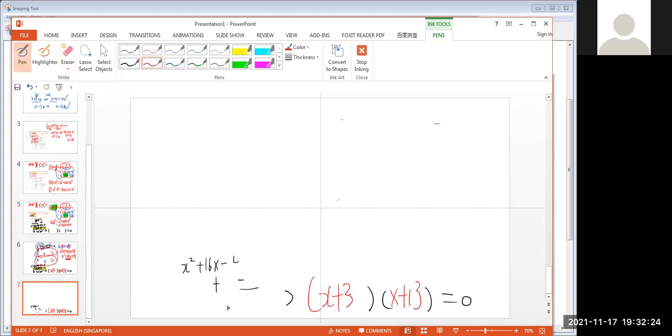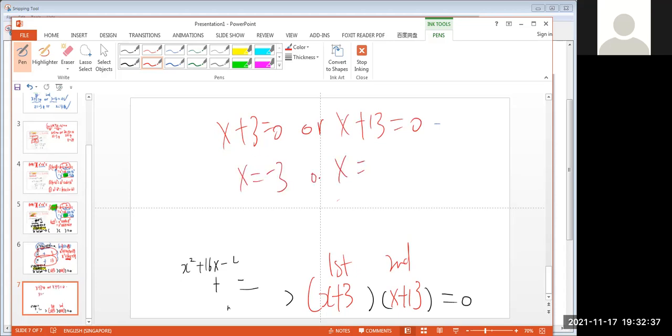Okay, so I just need to equate this, my first term, this, my second term. So I just need to equate my first term to 0 or my second term to 0. And then with this, I get x equals -3. With this, I get 4x minus 13. So does it make sense to you? Does it make sense to you now?